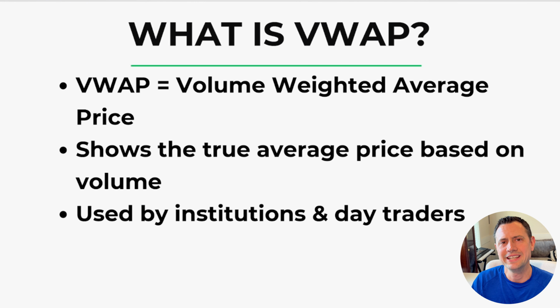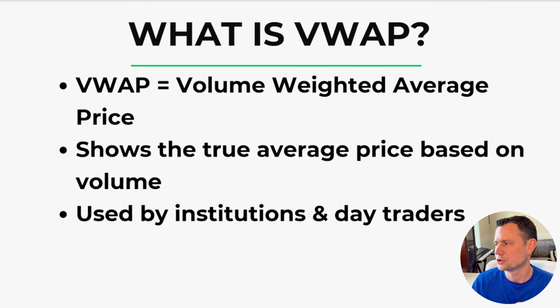So first off, what is VWAP? VWAP stands for volume weighted average price. I'm just going to read you the actual definition here, okay? It measures the average price of a security over a trading period, adjusted for volume of trades. Unlike a simple moving average, VWAP gives more weight to prices with higher trading volume, providing a more accurate reflection of a stock's true market value throughout the day, because it resets every single day.